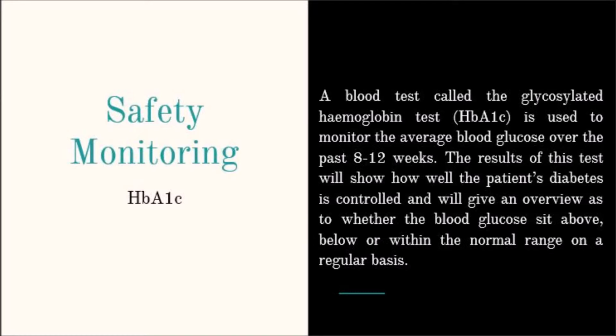A blood test called the glycosylated hemoglobin test, or HbA1c, is used to monitor the average blood glucose over the past 8 to 12 weeks. The results of this test will show how well the patient's diabetes is controlled and will give an overview as to whether the blood glucose sits above, below, or within the normal range on a regular basis.